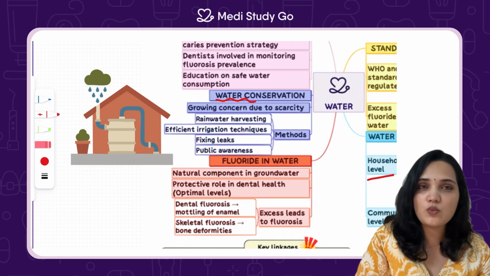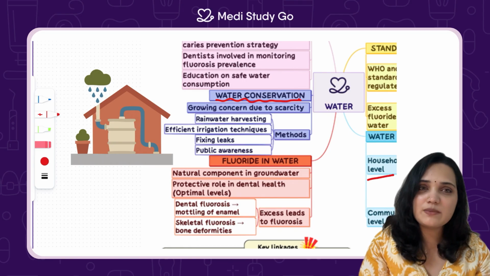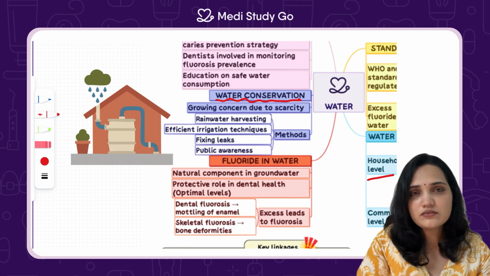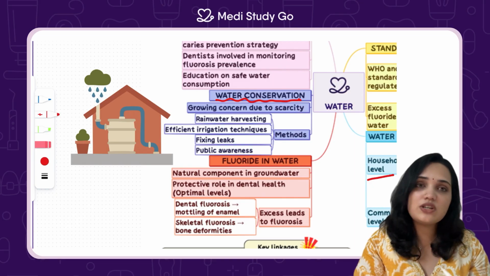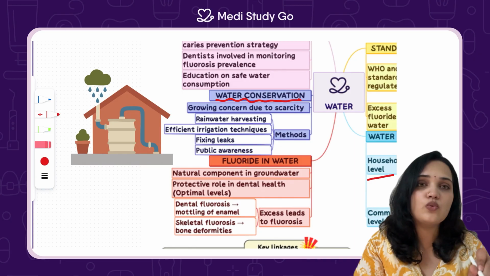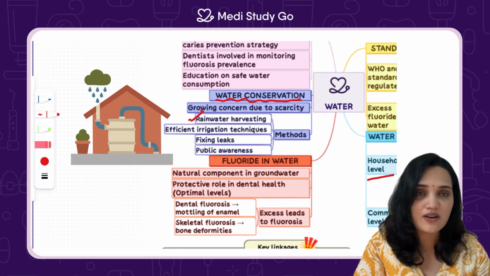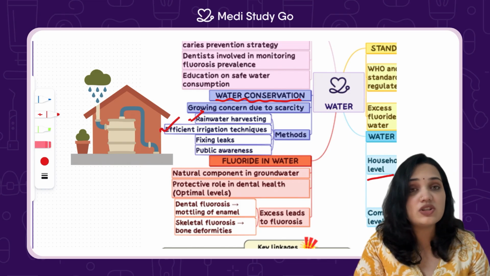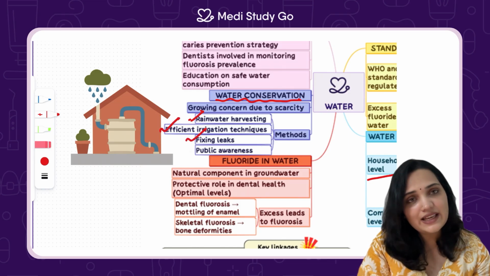Now let's talk about water conservation. In many parts of the world, water scarcity is becoming a major concern, and conserving this water is extremely important. So let's just talk about a few methods of how we can conserve water. Firstly, obviously, rainwater harvesting and having efficient irrigation techniques for farmers, and then fixing leaks in any pipelines.